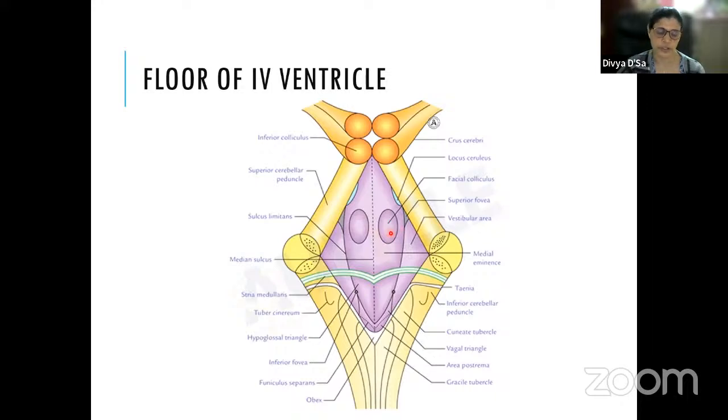The facial colliculus is formed by the motor root of the facial nerve winding around the abducent nucleus. Then, this is the inferior fovea, the lower end depression of the sulcus limitans. From here, the sulcus limitans descends obliquely towards the median sulcus, and because of that, it divides this portion into two parts. This is the hypoglossal triangle, and this is the vagal triangle.